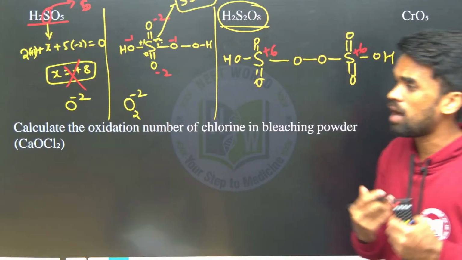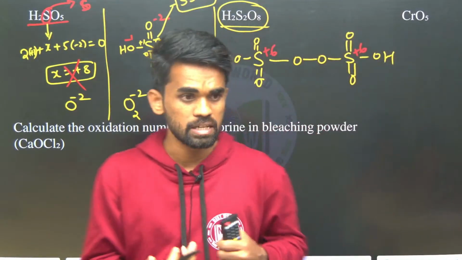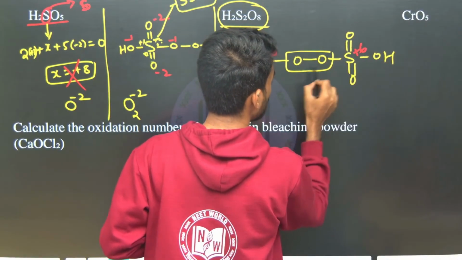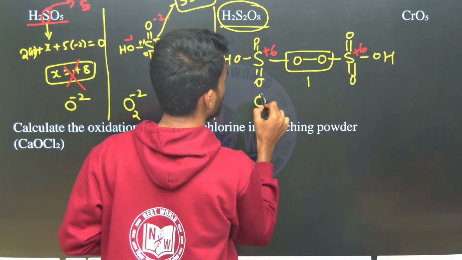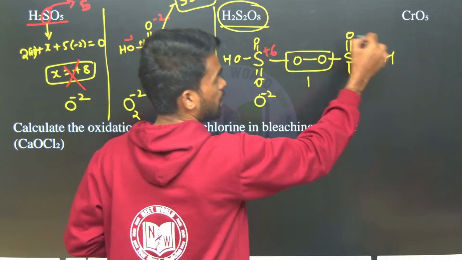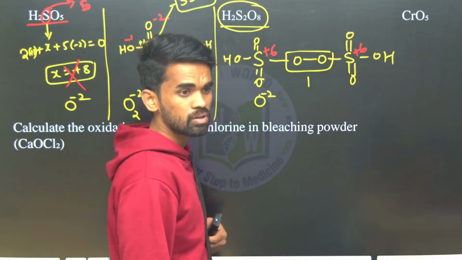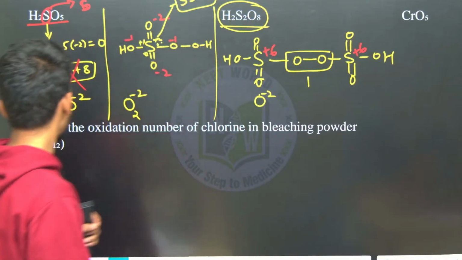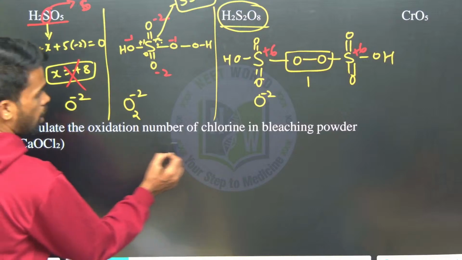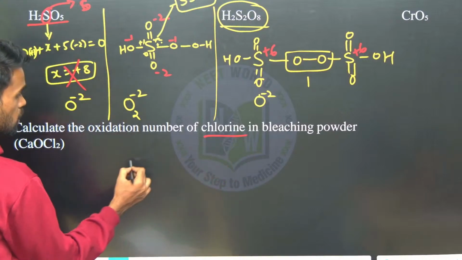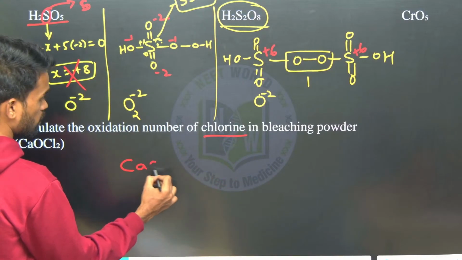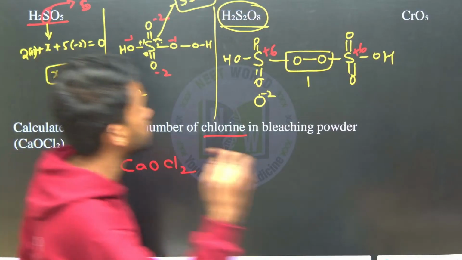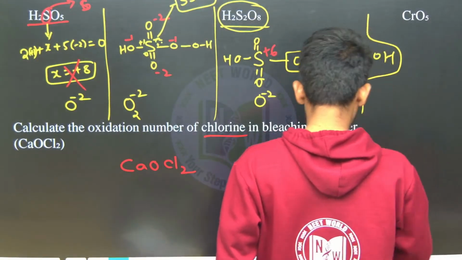Now how many types of oxygens are there in this? Between the 2 sulfur atoms we have peroxy. These are of one type, and these are oxides, minus 2. So these are of another type. So we have 2 types of oxygens here, peroxides and oxides. Next, what about the oxidation state of chromium in CrO5? Okay, tell me.